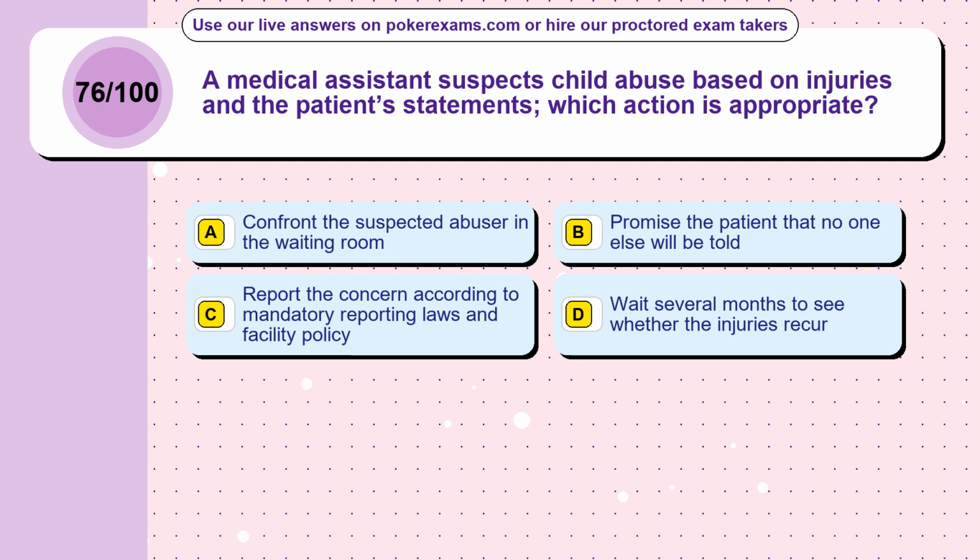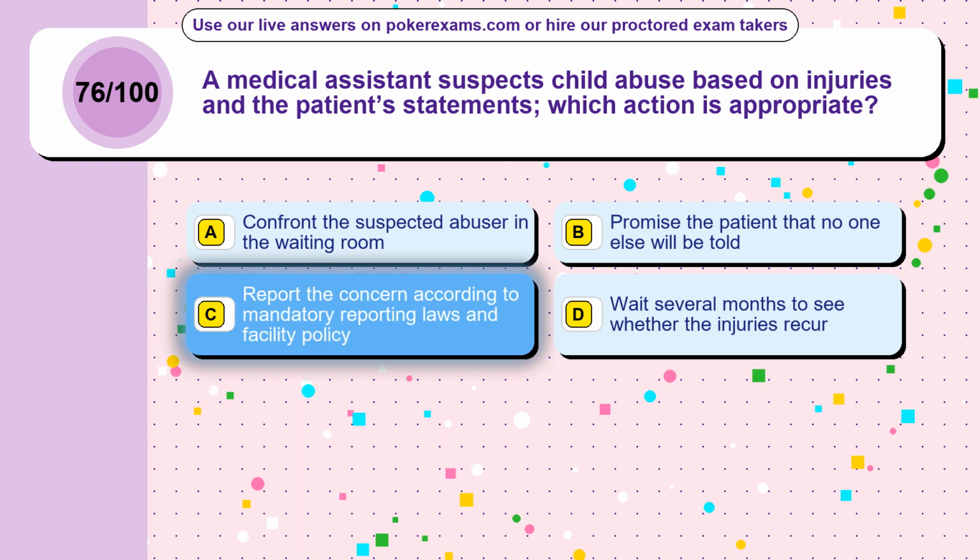Question 76. A medical assistant suspects child abuse based on injuries and the patient's statements. Which action is appropriate? Option A. Confront the suspected abuser in the waiting room. Option B. Promise the patient that no one else will be told. Option C. Report the concern according to mandatory reporting laws and facility policy. Option D. Wait several months to see whether the injuries recur. The correct answer is option C.